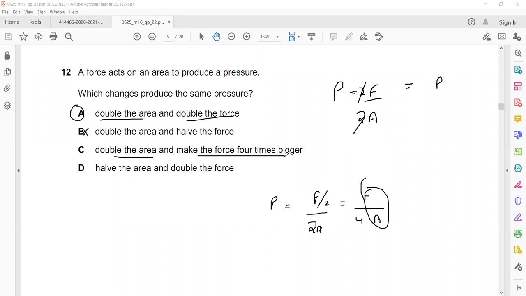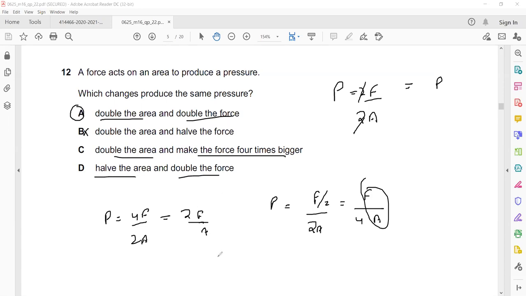Double the area and make the force 4 times. So if we double the area and make the force 4 times, then it will become 2 times F over A. But we need only F over A. So this means the pressure becomes twice.